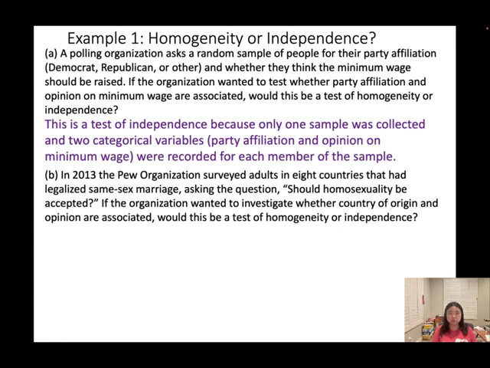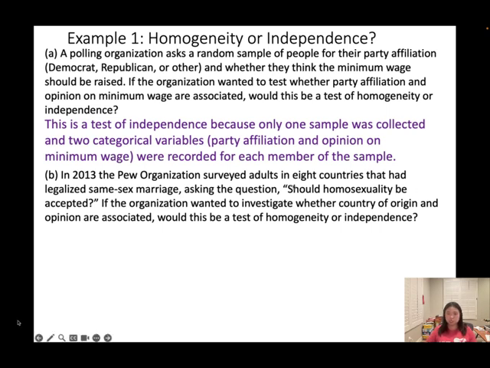B. In 2013, the organization surveyed adults in 8 countries that had legalized same-sex marriage, asking the question, should homosexuality be accepted? If the organization wants to investigate whether country of origin and opinion are associated, would this be a test of homogeneity or independence? So first, think about it. Do they have one population or more than one population? Second, think about it. How many variables? Do they have one or more than one?